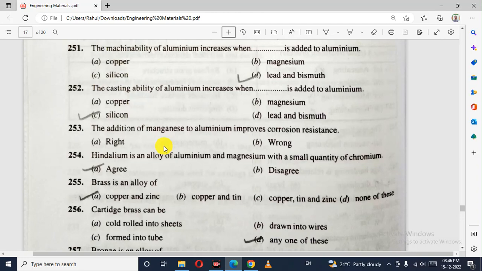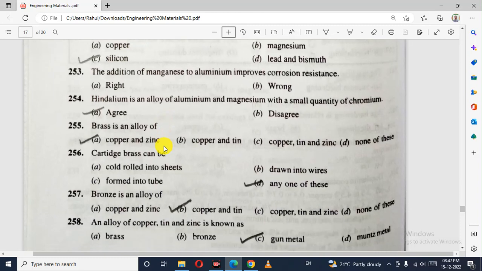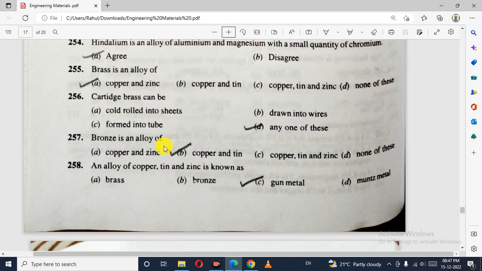Brass is an alloy of copper and zinc. Cartridge brass can be rolled into sheet, drawn into wire, and formed into tube. Bronze is an alloy of copper and tin. Brass is an alloy of copper and zinc. An alloy of copper and tin is gunmetal.